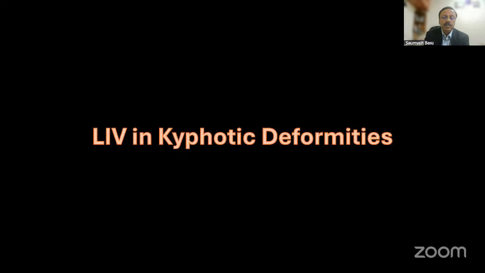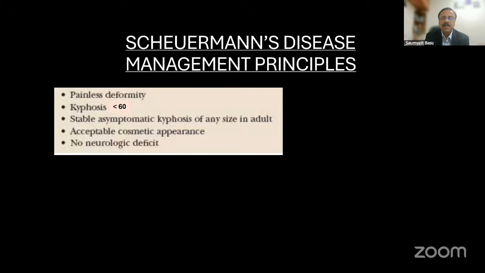Now, the last few words about choosing the LIV in kyphotic deformities: Scheuermann's disease, other kyphotic deformities. It is very standard. There is a little bit of controversy and interesting thought processes in LIV selection for Scheuermann. This is not a very common surgery which you do. Maybe once in 2 or 3 years I would get to do a Scheuermann.